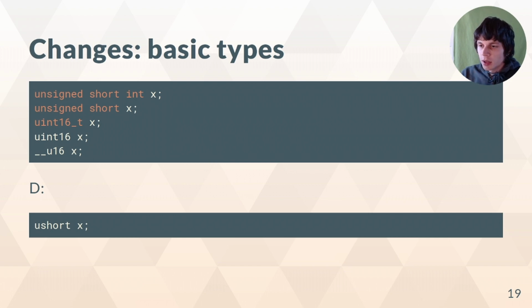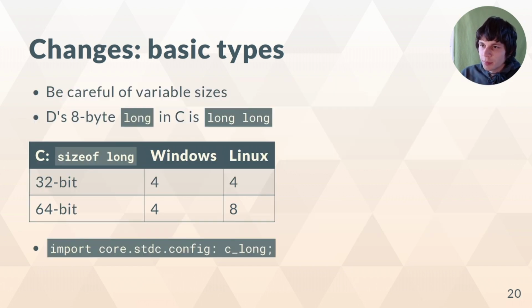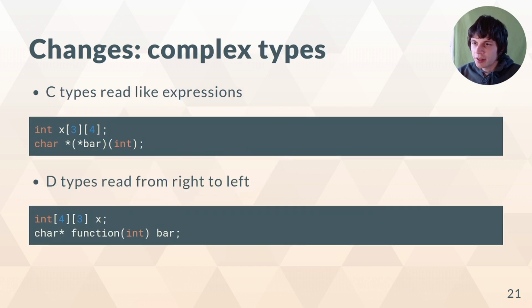It is similar for other integral types, though you do need to be careful with long, because D's 8-byte long is a long long in C, and a single long in C is only 8 bytes on 64-bit Linux. On other targets, it's 4 bytes. And to get this behavior in D, you need to import the C long from D runtime, like I show below.